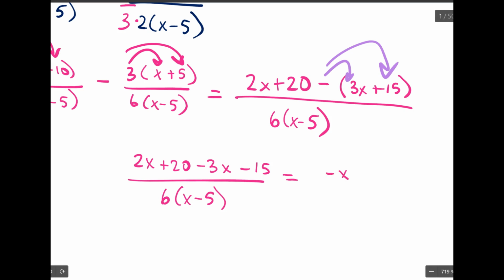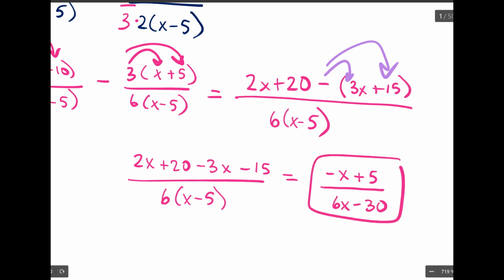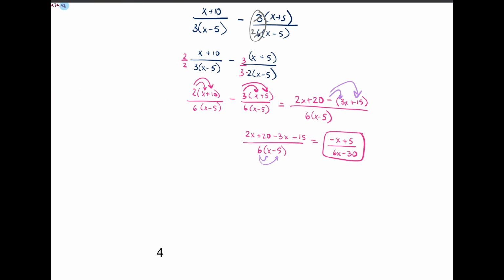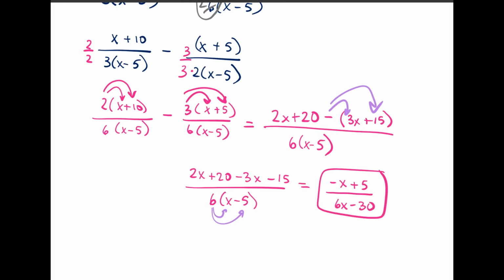So I have negative x plus 5 over 6x minus 30. I decided to distribute the 6 out on the bottom. And that's it. How do we feel about this? I'm doing alright? Okay. Do we need a little more time? Yeah, a little more. All right.